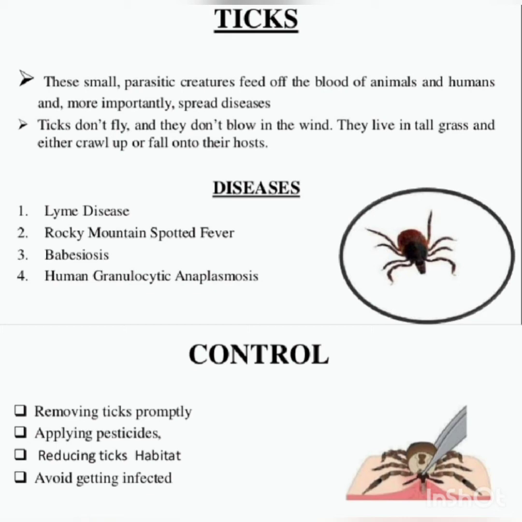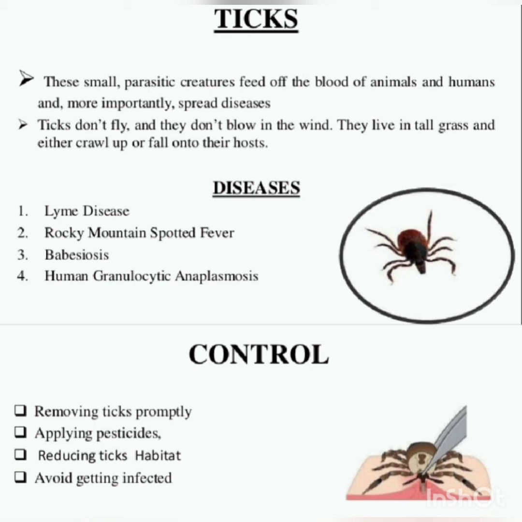They are called ticks. So ticks, they are small parasitic creatures. They feed off the blood of animals and human beings also. So they are spreading diseases among human beings. So actually these don't fly, they don't even blow in the wind also. So they live in tall grass and they crawl up and they fall on to their hosts.